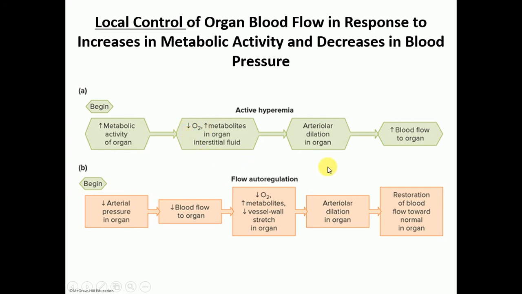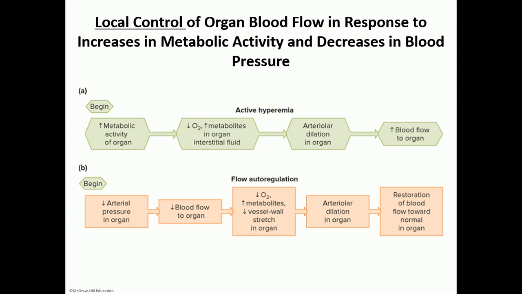And because of that, the blood vessels in that organ, in the skeletal muscle, are going to dilate, and that will increase the blood flow to that specific organ. That is known as active hyperemia. So we are locally increasing the amount of blood going to the organ, again known as hyperemia.